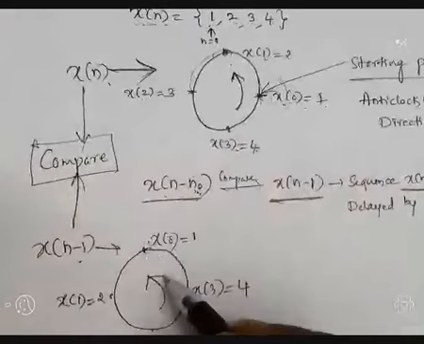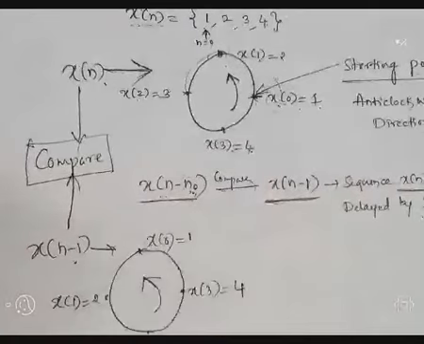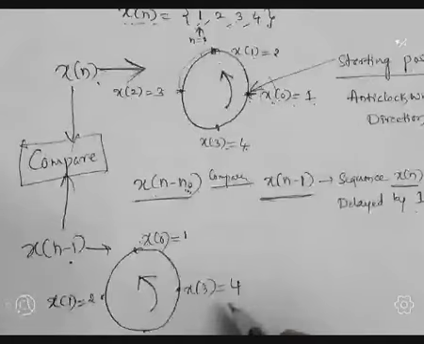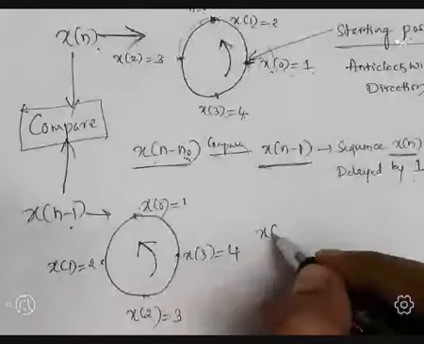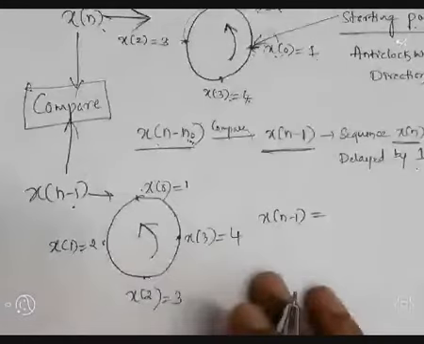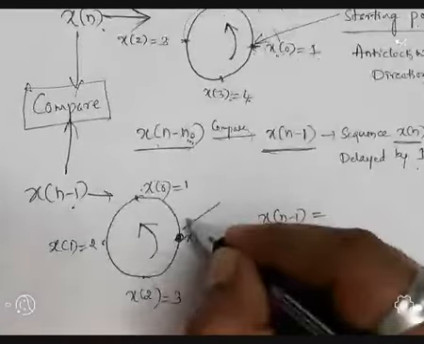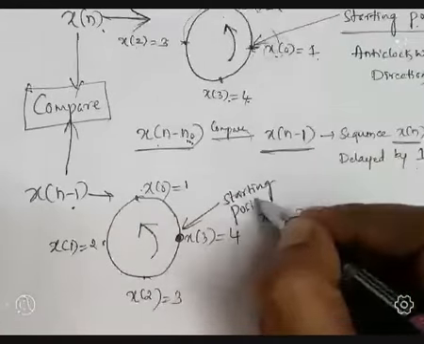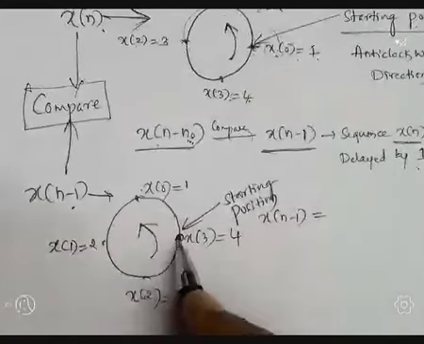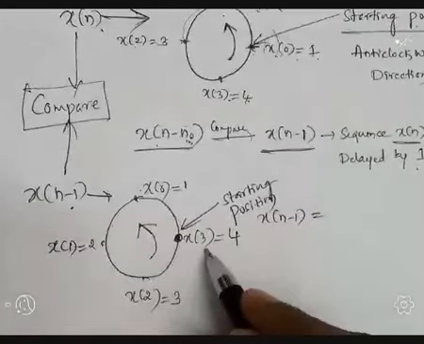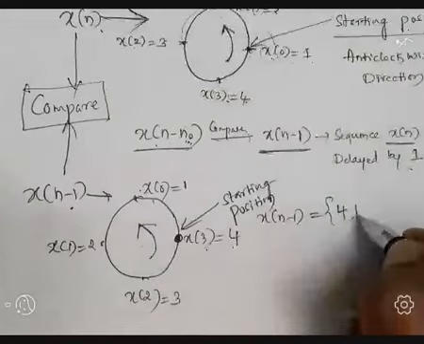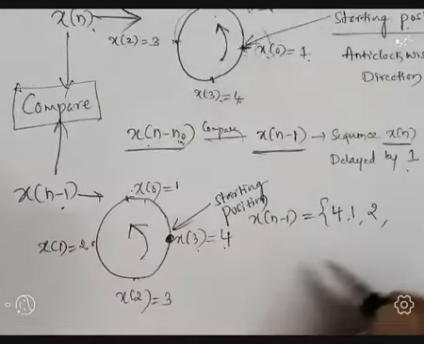Okay. This is about circular delay. While reading, we have to take x of n. What is the result? We have to write the answer, correct? Always, this is the starting position. So always we have to read in anti-clockwise direction from the starting position. What is the starting position? X of 3. So x of 3 equals 4. Next 1. Next 2. Next 3.